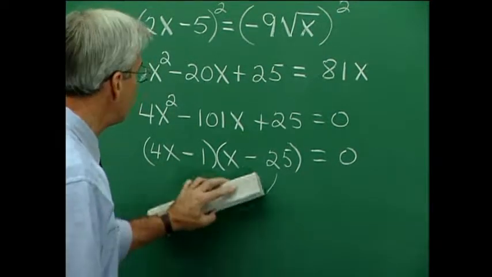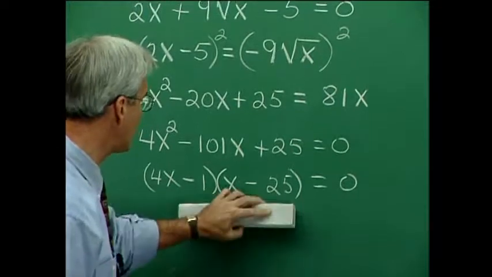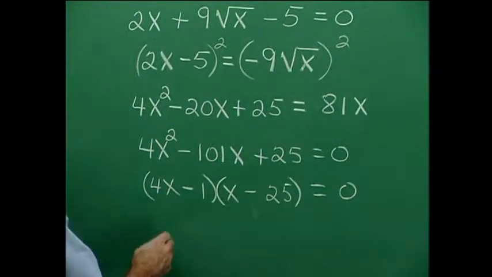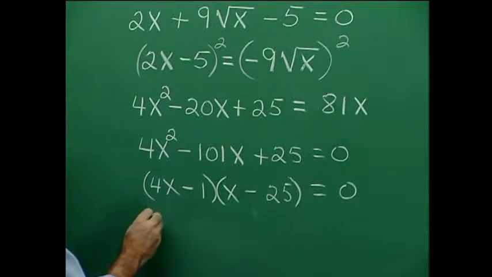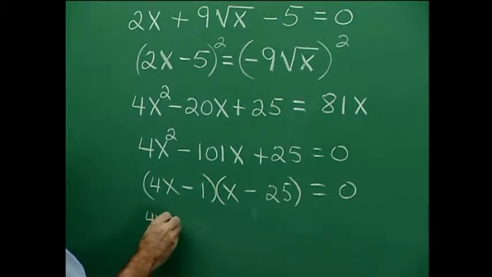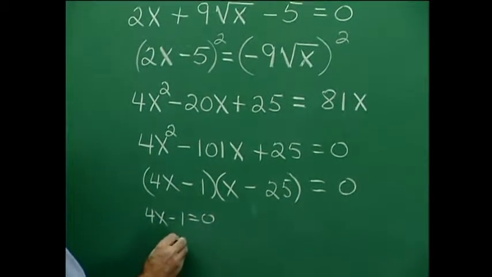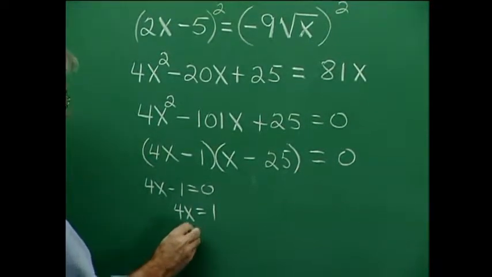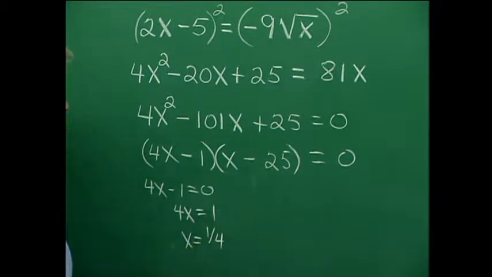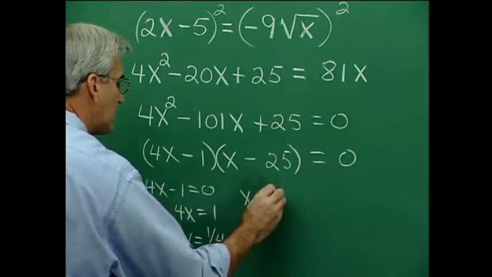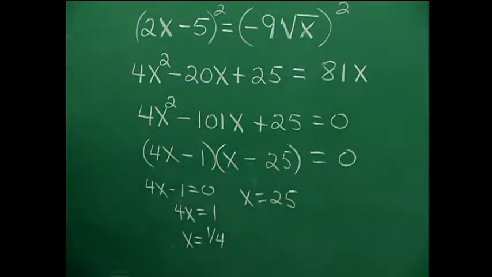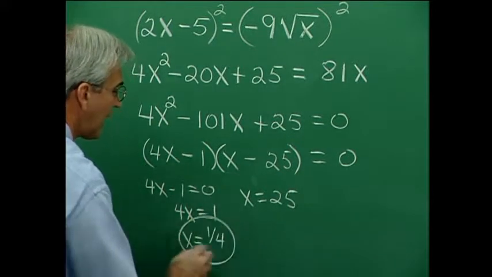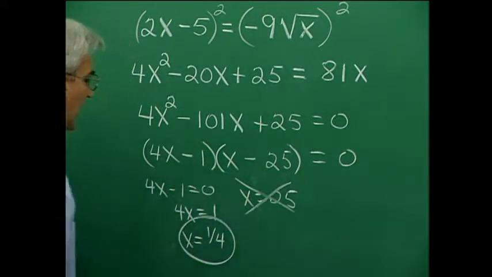Now we'd like to identify the values of x that will cause each factor to become 0. Let's see, what value of x will cause 4x minus 1 to be equal to 0? Add 1 on both sides, I get 4x equals 1. Divide on both sides by 4, I find x to be 1/4. Then for this one, it's pretty evident that x needs to be 25. Now once again, it's important to check. We would find out in checking that this is a valid solution and this one is not. So x equals 1/4 is the only real number solution here.